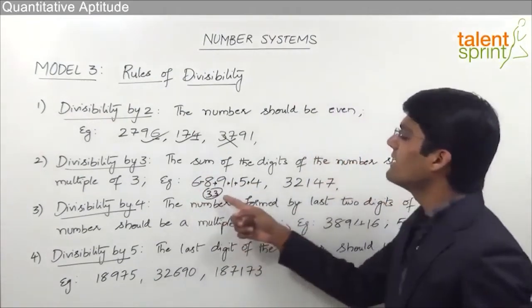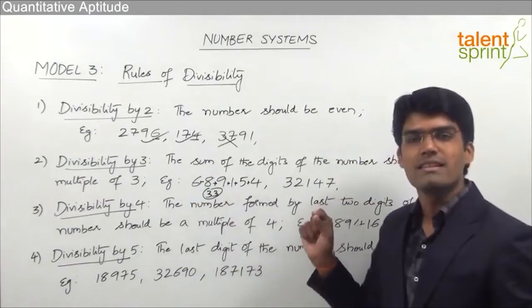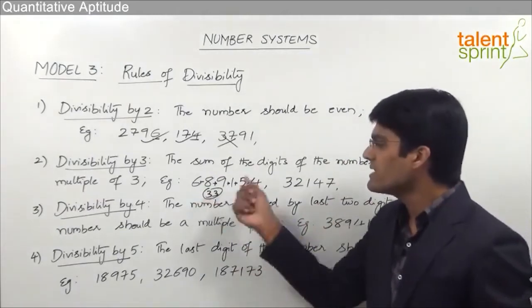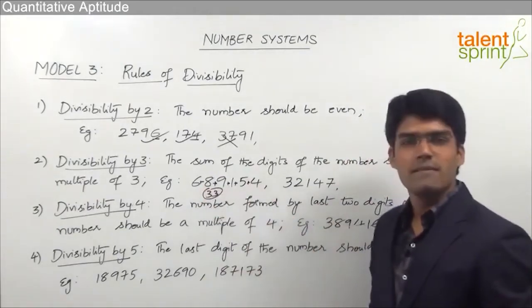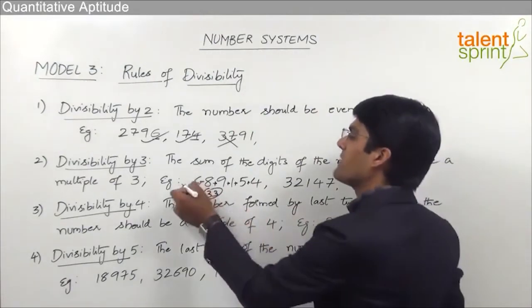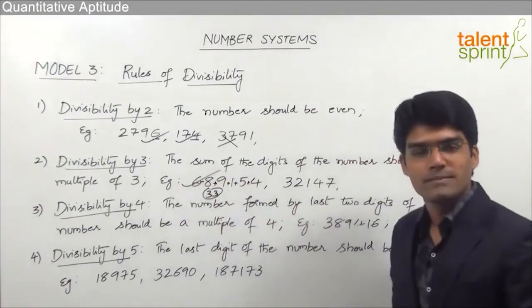And we know that 33 is a multiple of 3. Why? Because 33 is 3 into 11. So if 33 is a multiple of 3, then this number is definitely divisible by 3. Why? Because the sum of its digits is a multiple of 3.